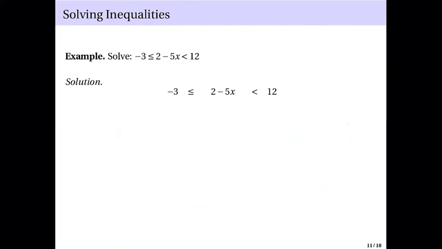Next problem here. Now we have a chain of inequality. So negative 3 less than or equal to 2 minus 5x less than 12.